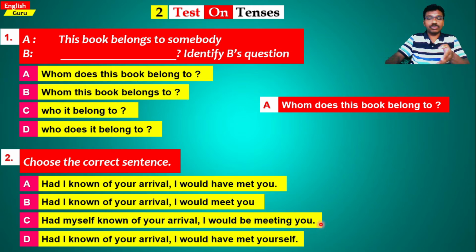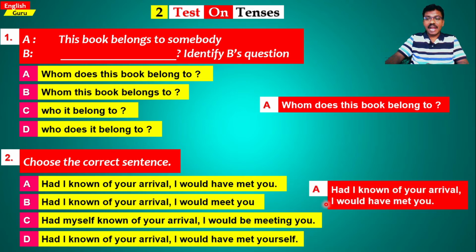So that's the reason option B is wrong. I would be meeting you, this is also wrong. Would have and meeting you, a continuous verb, no, this is also wrong. I would have met, this is of course right up to here, but not yourself, you. So this is also wrong. So finally we conclude that option A, had I known of your arrival, I would have met you, is the right answer for this question.